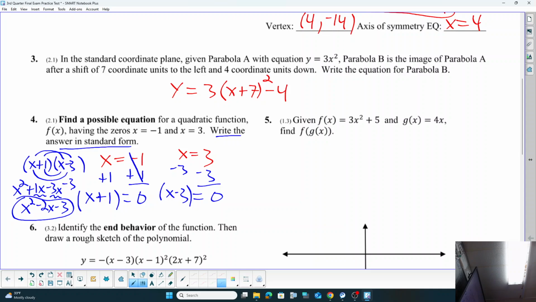Okay, do you know how to do a composition? How do you do a composition? Remember that? So to do a composition, you take g and you plug it into f.